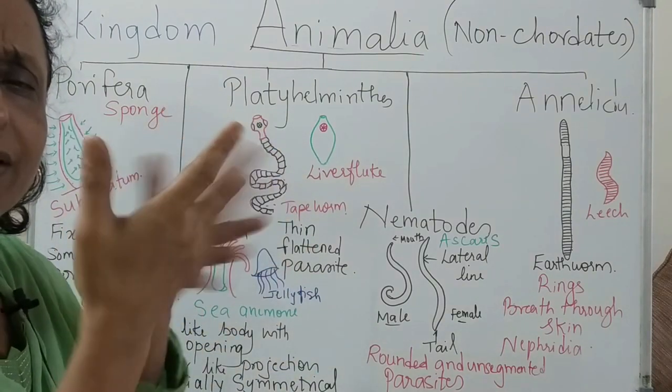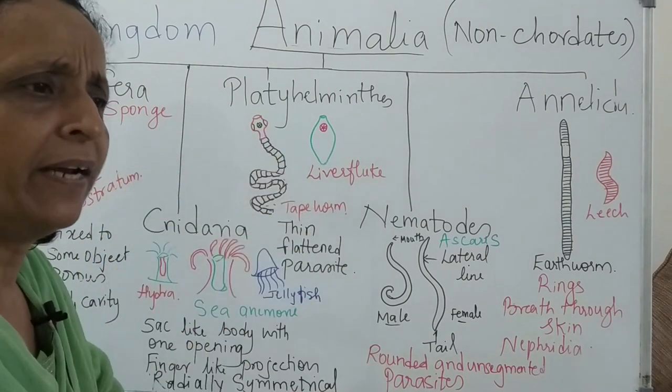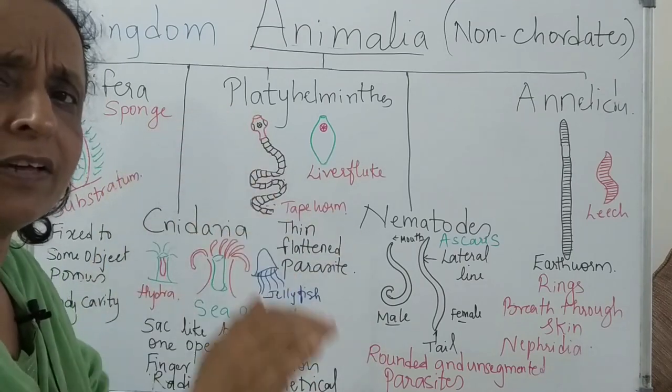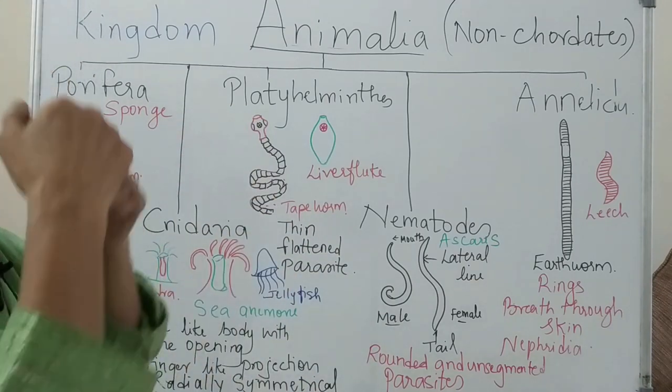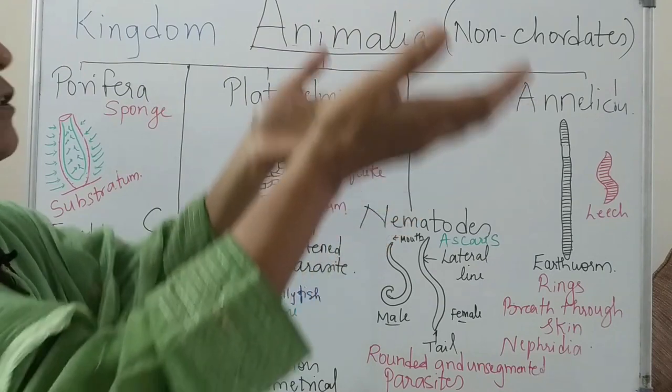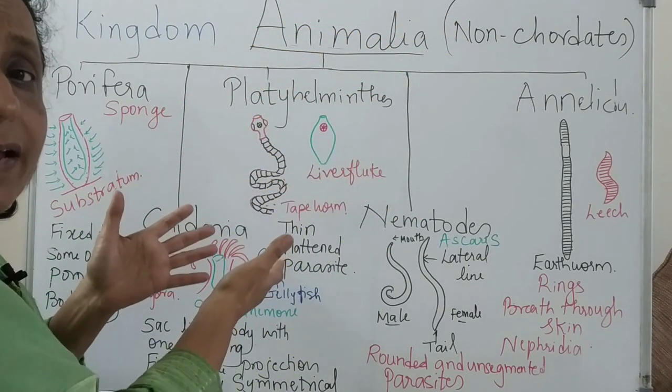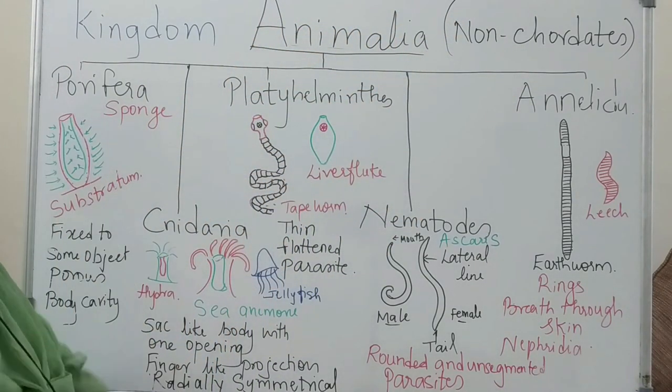Non-chordates do not have any backbone. They are small animals. They are flattened. They are very small. More developed are chordates. So let us see which are the animals which are included in non-chordates.